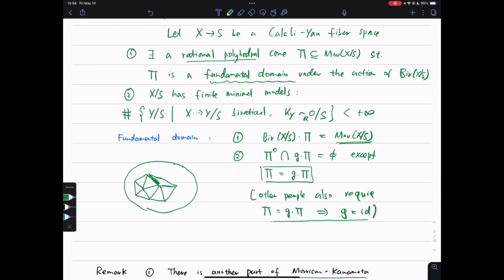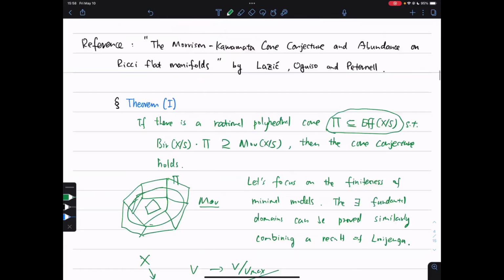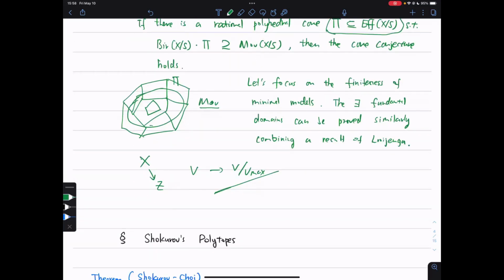So you have to pay something if you want to apply Lui-Jingga's result. That's exactly what we did here. We have to mod out the maximal vector space to reduce to Lui-Jingga's result, and then I lift it up. But in this process, I lose something. I see. Thank you. Yes, thanks.